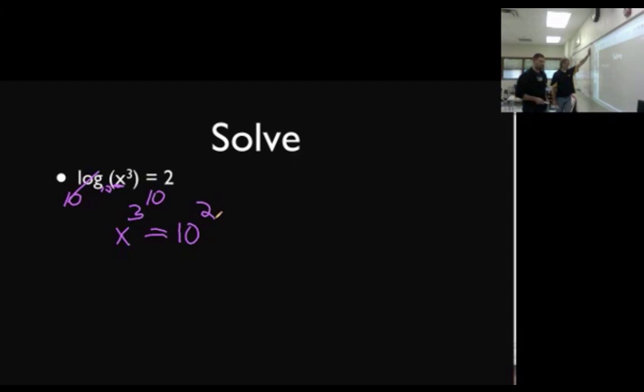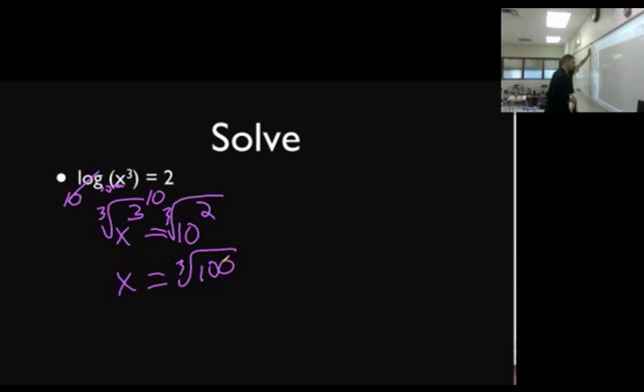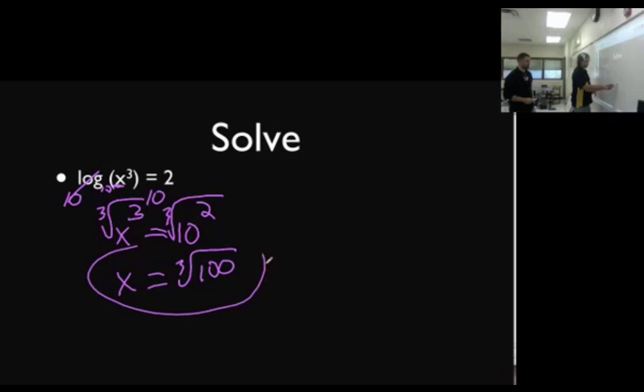And how do I get rid of a cube? Well, I think that I can take the cube root of both sides. Okay, x equals the cube root of 100. Is that a good answer? Can you leave it like that? Yeah, cube root of 100. I think that's a very good answer.